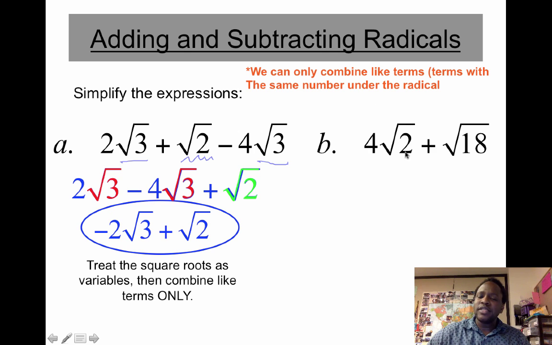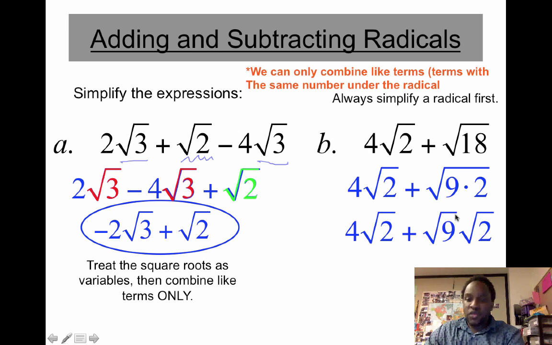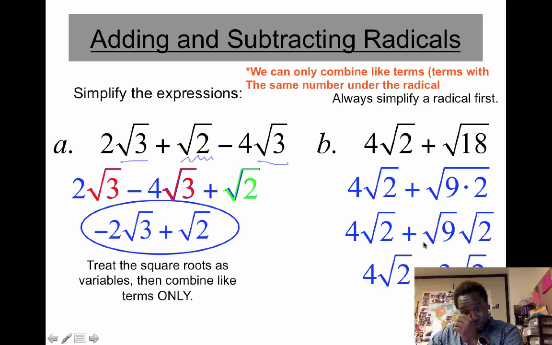Okay, so at first it seems like we can't add these two together because they aren't like terms. We have a 2 underneath the radical and an 18. But we can simplify the 18 because 9 goes into 18, and 9 is a perfect square. So this is 9 times 2. And so we can change that to be 3 times radical 2. So we have 4 radical 2 plus 3 radical 2, which would equal 7 radical 2.